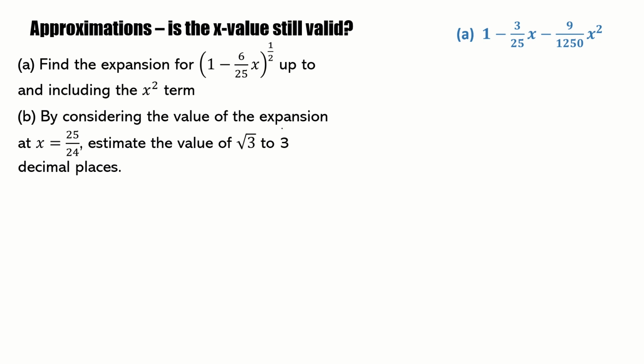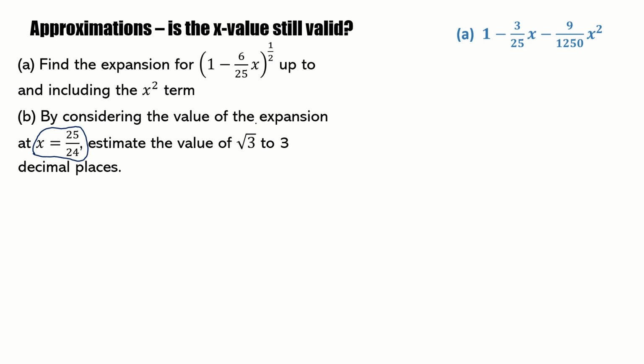But the interesting part is part B, because it says, by considering the value of the expansion at x equals 25/24. That's interesting straight away because they've actually told us the value they want us to use, but I'll talk more about that in a bit. But we want to find the estimate of root 3 to 3 decimal places. Now again, good news, we've got the square root of 3 there, and we've got the expansion with a power of a half as well.